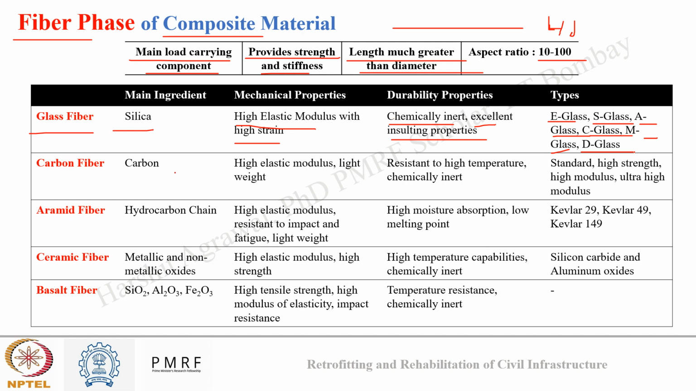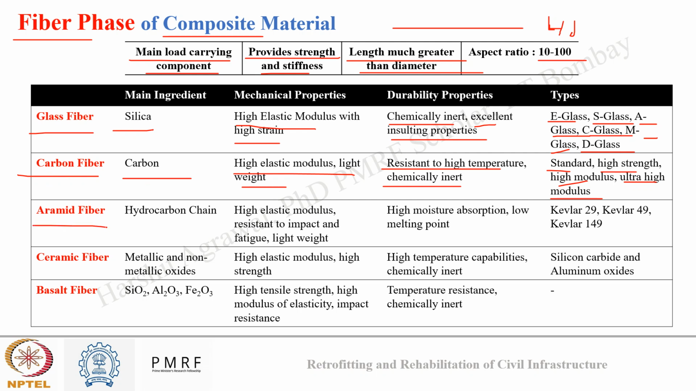it for a suitable application. Then there is carbon fiber, which is made up of carbon. Its characteristics are high elastic modulus and light weight, and it is resistant to high temperature, and it is chemically inert. So there are different types of carbon fiber like standard, high strength, high modulus, and ultra high modulus that are available depending upon the properties of carbon.